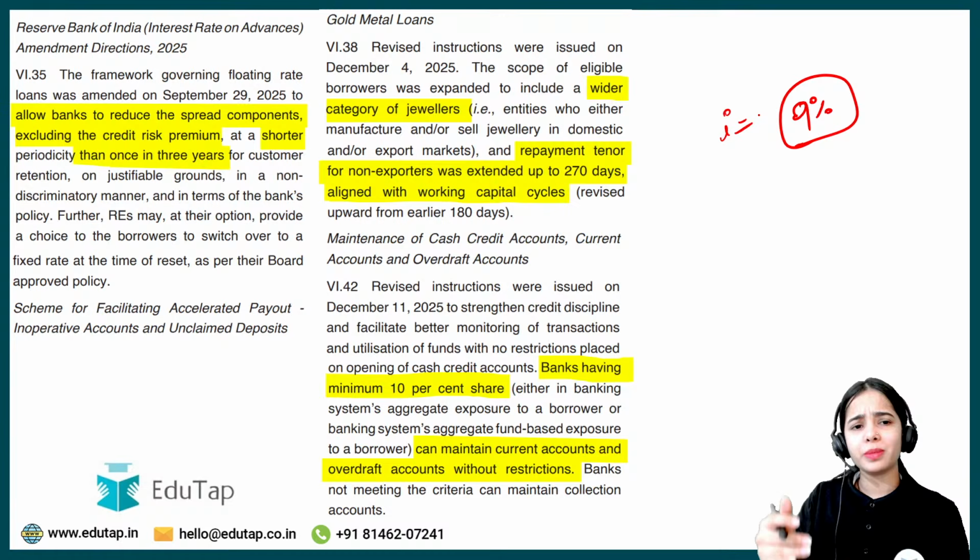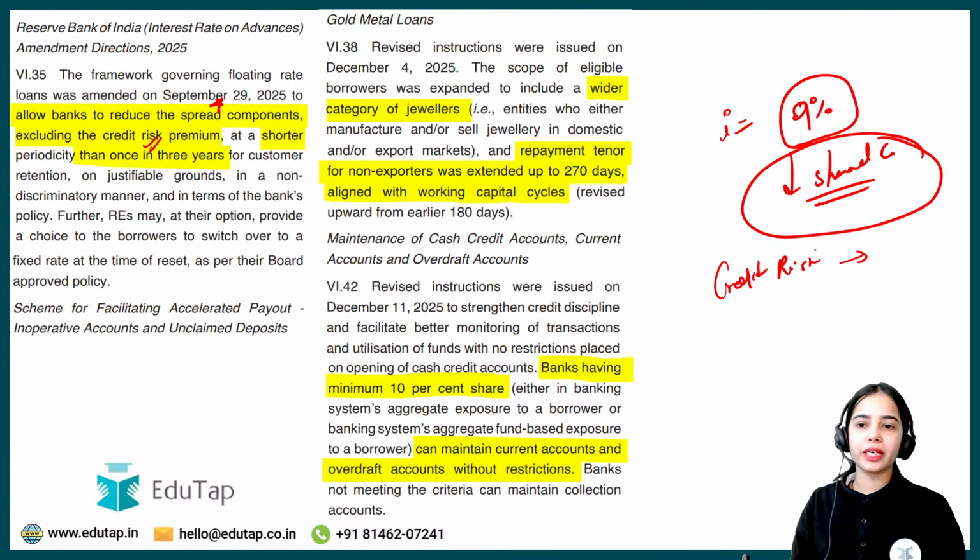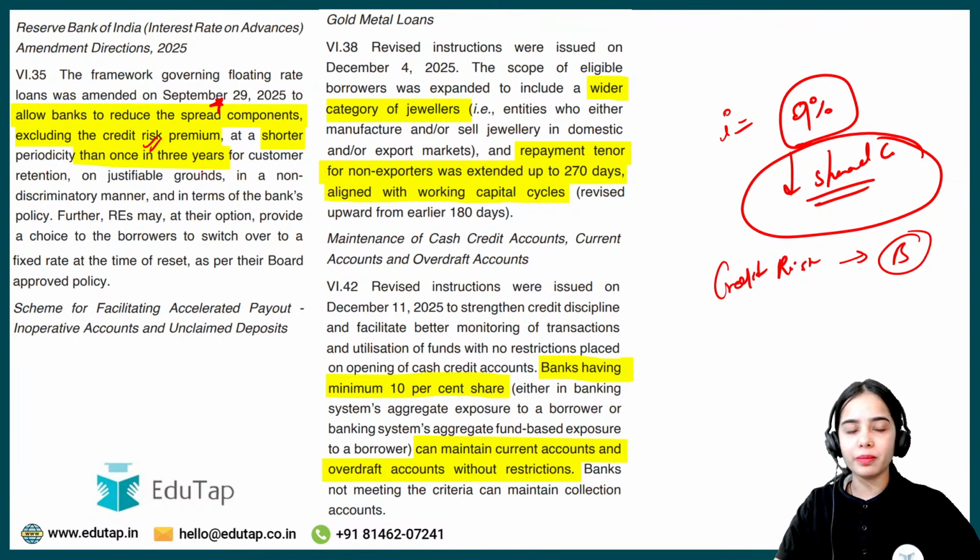Okay. Now it has been said that the banks can reduce their spread component, excluding the credit risk premium. They cannot reduce their credit risk premium because it depends on the credit risk of the borrower. Okay. So the banks are allowed to reduce the spread component excluding the credit risk premium at a shorter periodicity than once in 3 years. Before, it was said that the banks could only reduce their spread component and change their interest rate on the basis of the spread component after 3 years.